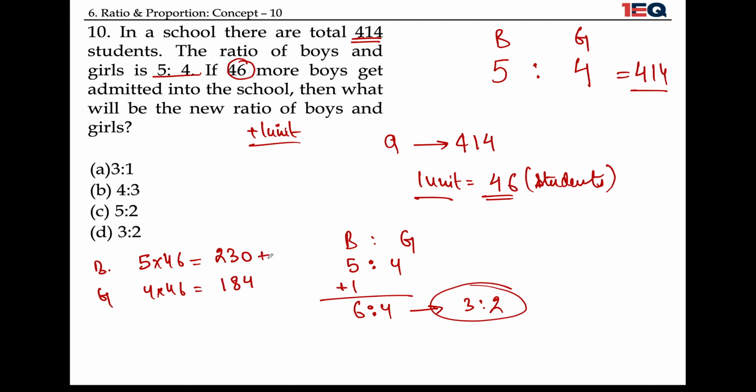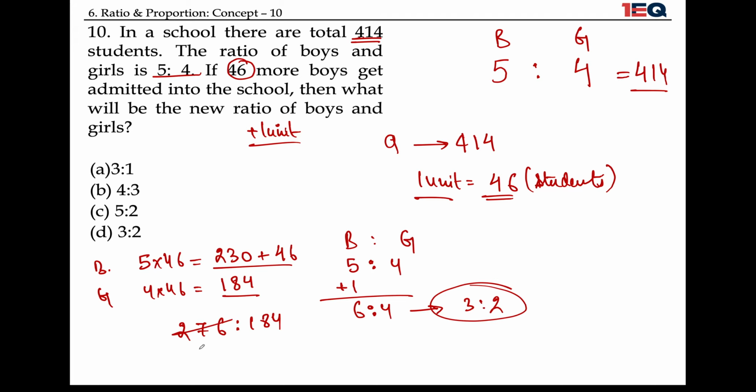Now, plus 46. This means 46 more boys are getting in. This means 230 plus 46 would be the new number of boys. This gives me the ratio 276 is to 184. Now, let me cut it off.